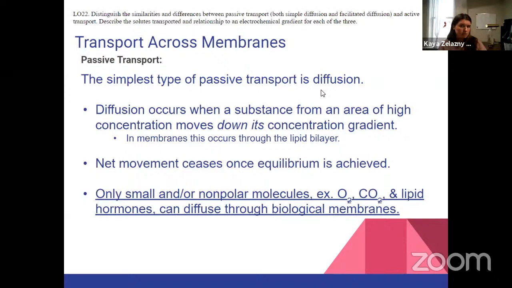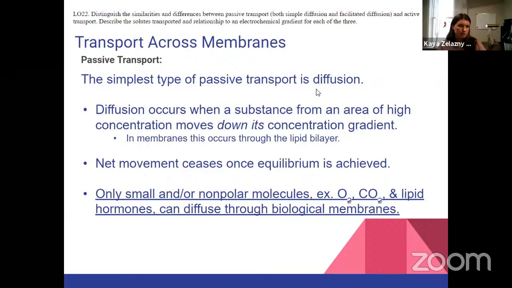So diffusion is going to happen basically with those small nonpolar molecules that interact with lipids, right? They can get directly across that membrane. So they just dissolve, diffuse directly across the cell membrane. So our examples here are oxygen, carbon dioxide. We had that on the first image of a membrane. We'll also see that lipid hormones can dissolve across membranes as well.